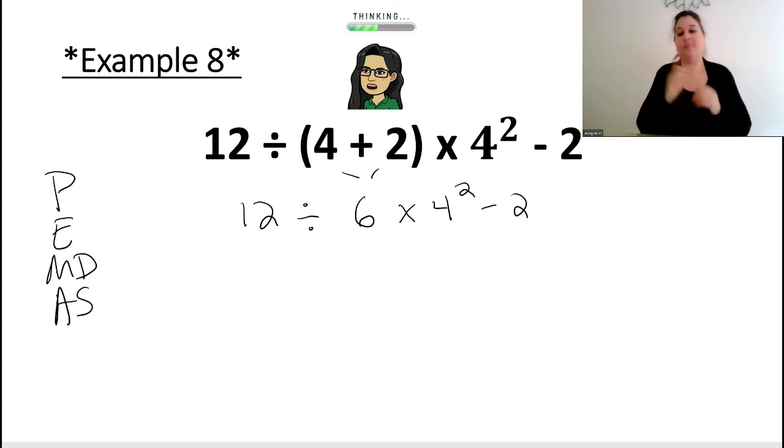Okay, now, do we see any more parentheses? I got to start back at the top. Do we see any more parentheses? Nope. Any exponents? Yes. 4 squared makes 16. Bring everything else down.